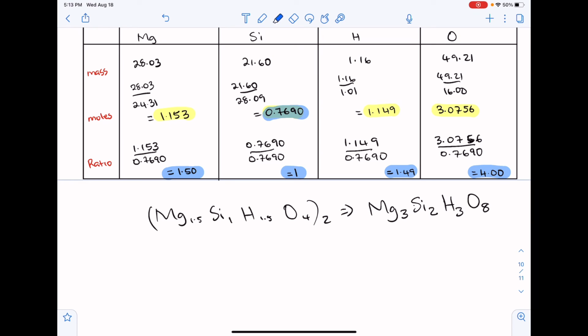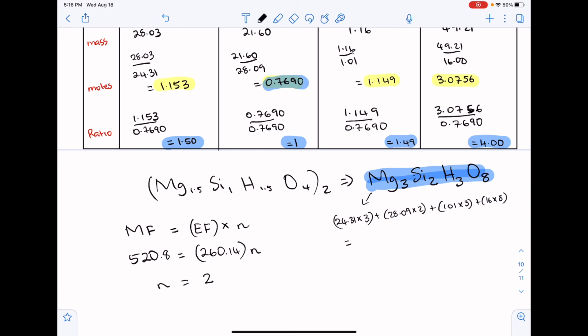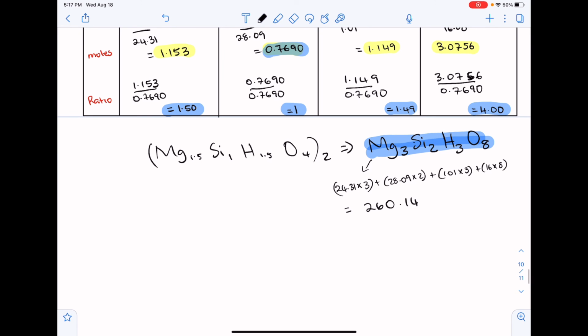Because remember the definition of empirical formula. It should be the lowest whole number ratio. So the molar mass of the empirical formula is 260.14 gram per mole. And if we take that and we put that into our formula here, we're told that the molar mass of the compound itself is 520.8, which will equal 260.14 multiplied by an integer.